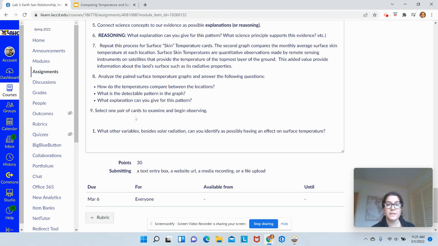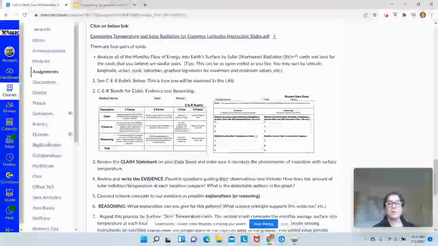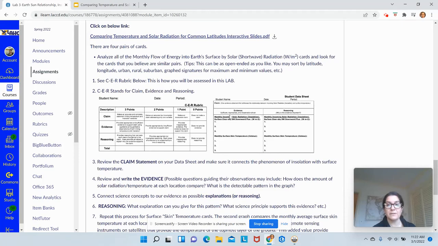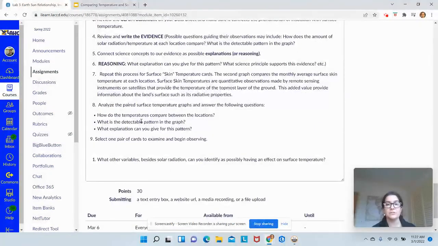So after you do this, you are going to examine all of your pairs of cards based off of why you put maybe Tokyo with Miami, or why you paired those two cities together. Like I said, you are going to go through and fill out a claim, evidence, and reasoning for each of your pairs based off of this rubric, and you're going to answer the following questions. So that means you're going to be doing this 4 times.